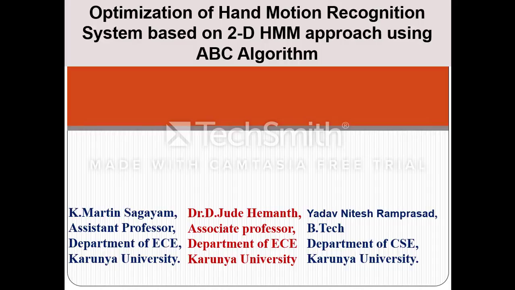First, I introduce my team members: Dr. K. Martin Sagayam, Assistant Professor of the Department of ECE, and Dr. Jude Hemanth, Associate Professor of the Department of CSE at Karunya University. I am Nitesh Yadav, studying CSE BTech at Karunya University.